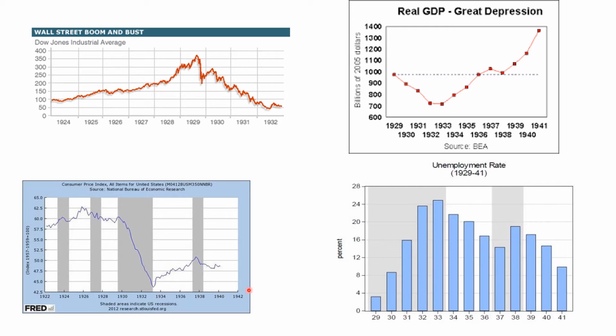So we can see this improvement from 1933 onwards. The economy starts to grow and continues an upward trend. The unemployment rate starts to fall. Inflation starts to get back to kind of normal rates. And the stock market, although it's off the scale here, did eventually recover.